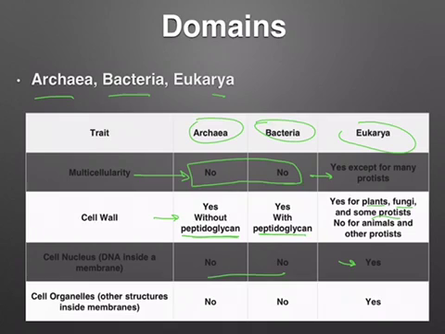And the presence of cell organelles, like little organs inside the cell, they are only present in, again, eukarya and not bacteria and archaea. So the biggest difference between archaea and bacteria is how their cell wall is put together, with what chemicals and which molecules are found in it.